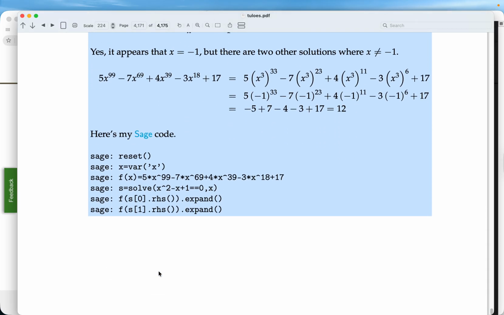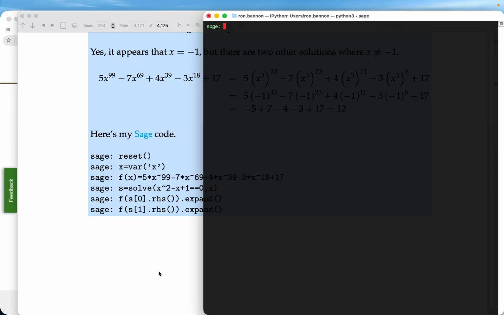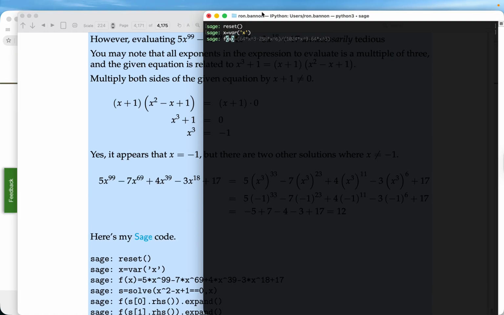I'm just going to take a look at Sage and see what Sage comes up with. So first type in reset, in other words, clean sheet of paper. Define a variable x. The next thing is to define the function that we want to evaluate. That's f of x. And f of x equals, I got to make sure I'm typing this in. Let me pull this down a bit.